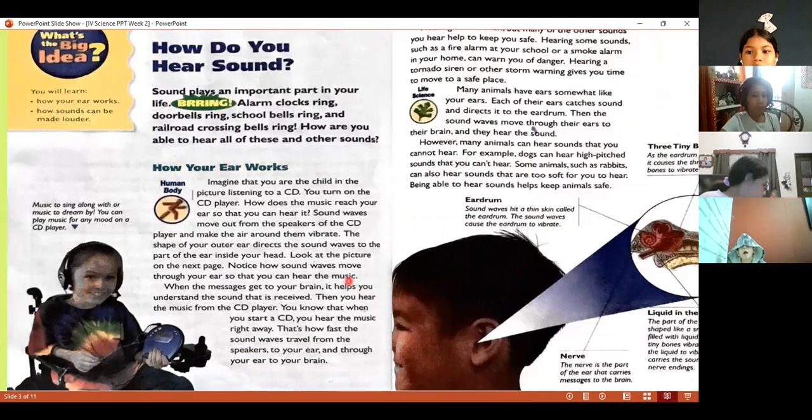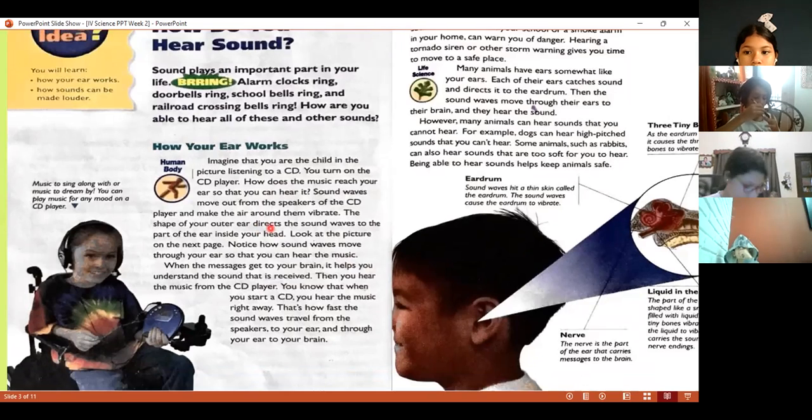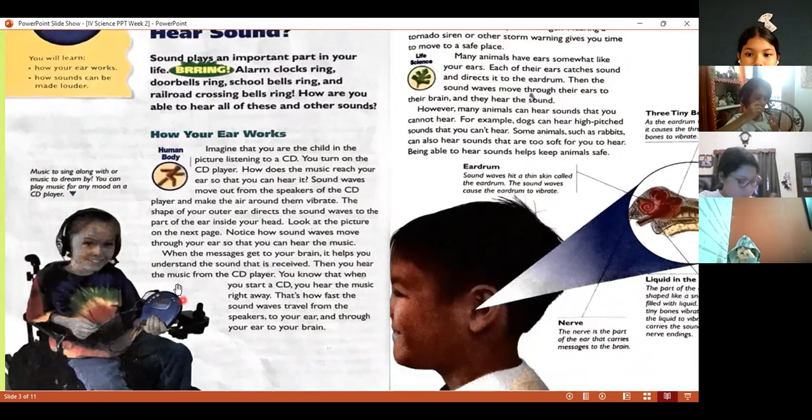So now look at here. It says the sound waves move out from the speakers of the CD player and make the air around them vibrate. So because of the sound waves, we are able to listen to sounds, and because we have our ear, that way we are able to listen to any noise also. And look at here. It says music to sing along with or music to dream by. You can play music for any mood on a CD player. And this boy is the example mentioned here with the CD, listening to any type of music.